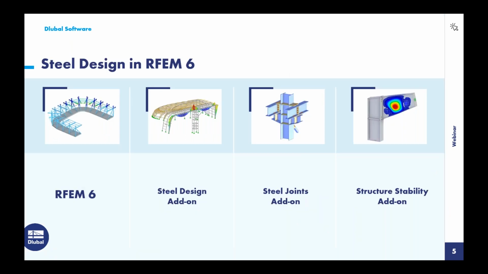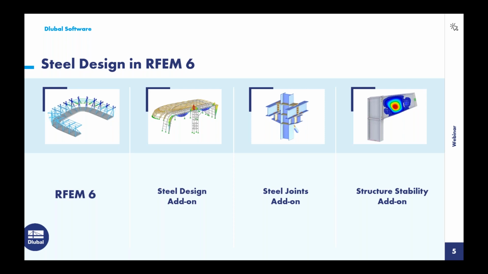So for those of you not familiar with our programs, RFEM 6 is the base software program. This allows us to fully model the global steel structure. We can load it. We also have the ability to integrate with BIM software. And from here, we'll get the full analysis. Now, we want to take this a step further to carry out the member design according to the AISC, then we would need the Steel Design add-on.